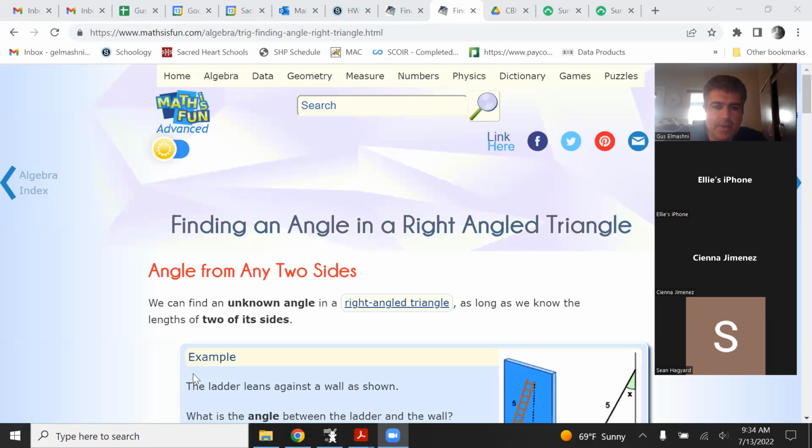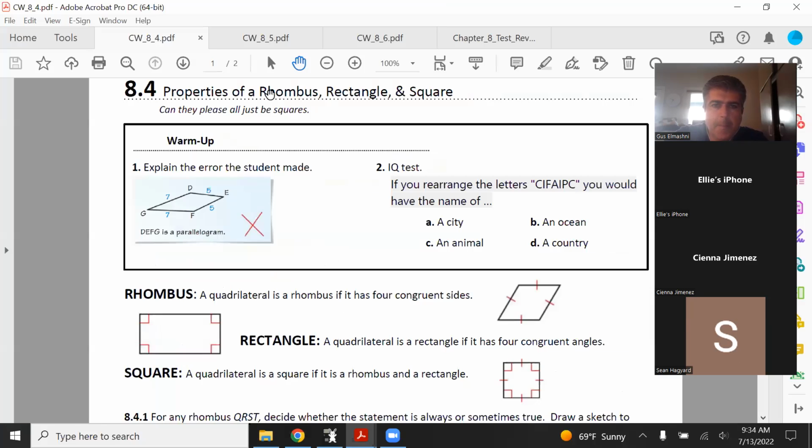Okay. So now let's share the screen. So now let's do the work. This right here. First off, explain the error the student made. What error does the student make? DFG is a parallelogram. So you're going to have to move the 5 here and the 7 here. So opposite sides are congruent, not adjacent sides, unless all four sides are the same.